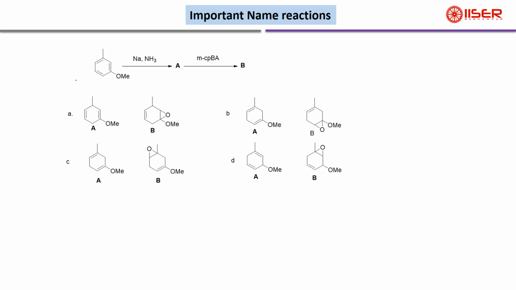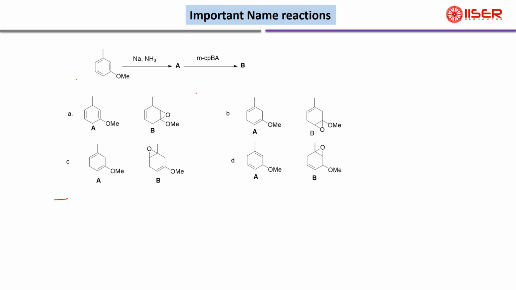So OMe is an electron donating group. Methyl is also an electron donating group. So you have to place your double bond in such a way that both the electron donating positions are satisfied. Just give it 2 seconds. Just try, think. Where do we place the double bonds? From the options you can see.